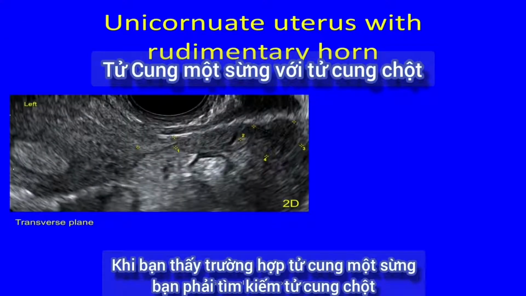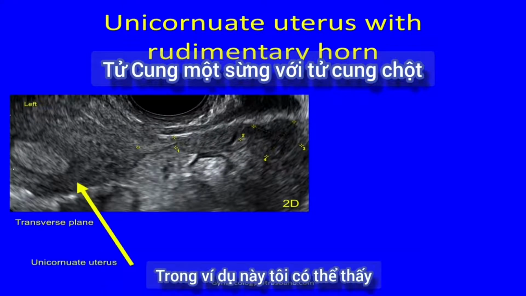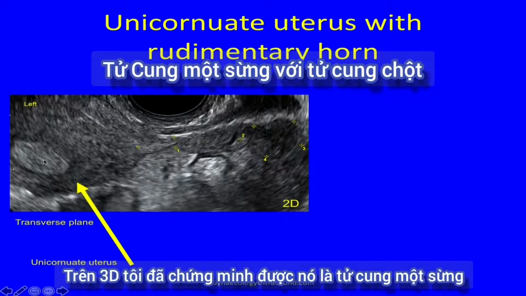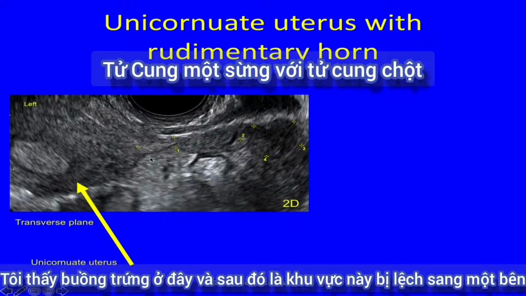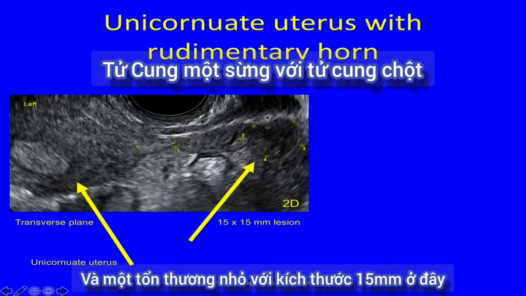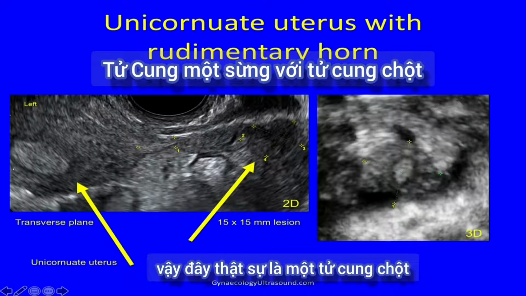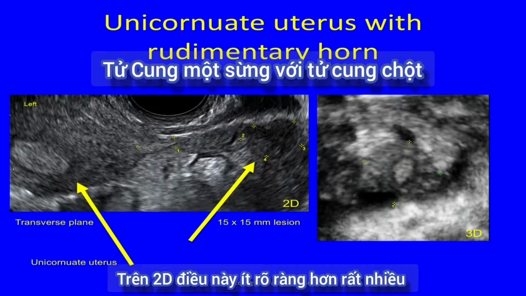When you see a unicornuate uterus, you need to go looking for a rudimentary horn. And in this example, I could see a unicornuate uterus with a circular endometrial cavity, but on 3D I proved it to be unicornuate. And then I'd seen the ovary, and then I saw this area off to one side with a little 15mm lesion here. When I put the 3D on, I could clearly see that there was some endometrial cavity in this. So this was indeed a rudimentary horn, and that was much less obvious on 2D.